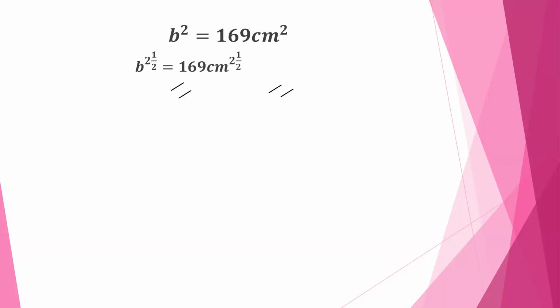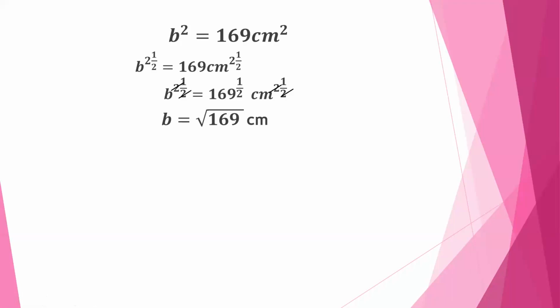So you have B squared raised to the power half is equal to 169 centimeters squared raised to the power half. And this 2 will cancel this half, and then we'll have 1. And then the centimeters squared to the power half, this will cancel this, then we have 1. So this is how it looks. You can equally use your calculator to find the square root of 169, because I told you that square root is the same as raised to the power half.